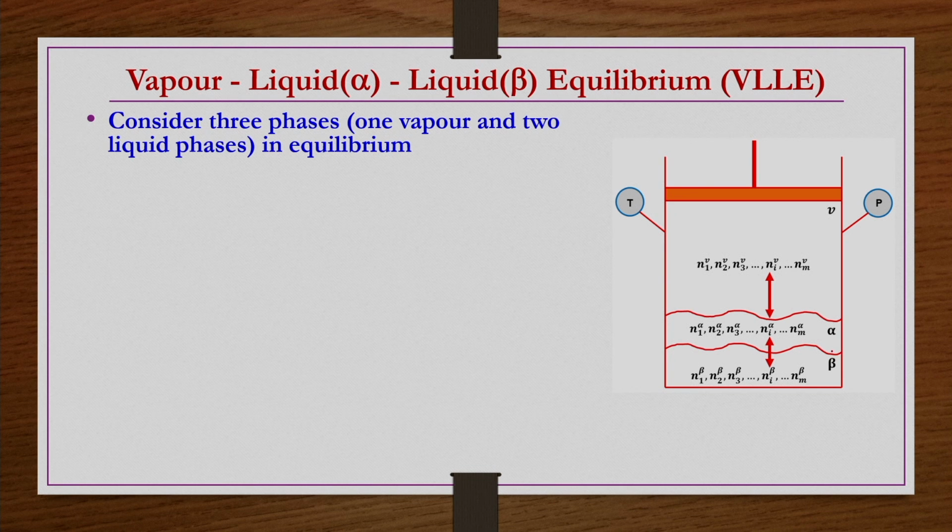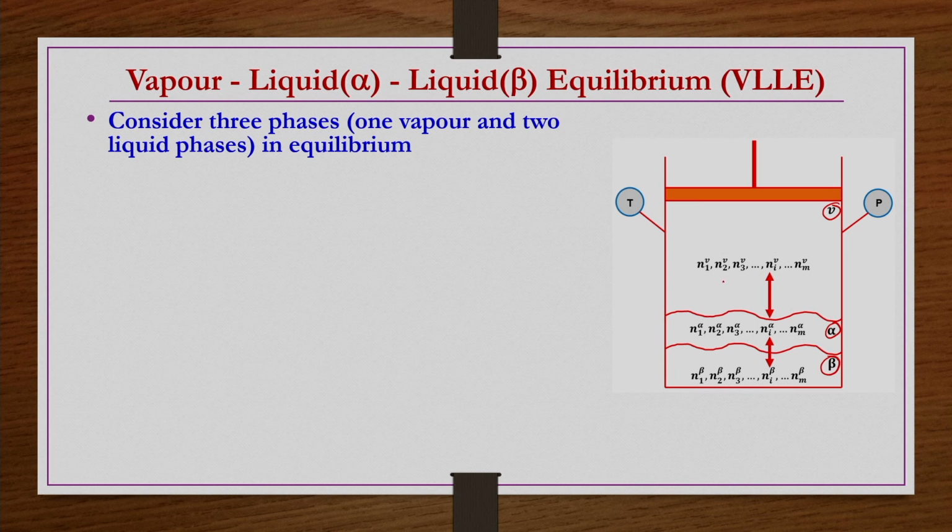So let us say we have a closed system as shown here in this picture. There is a vapor phase which is designated as V and there is a liquid phase designated as alpha phase. There is another liquid phase which is designated as beta. So these three phases are coexisting and each of them has m number of components, N1, N2, N3, Ni, Nm are the moles of those components, from component 1 to m, and they are given a superscript like beta, alpha, V, which indicates the different phase.